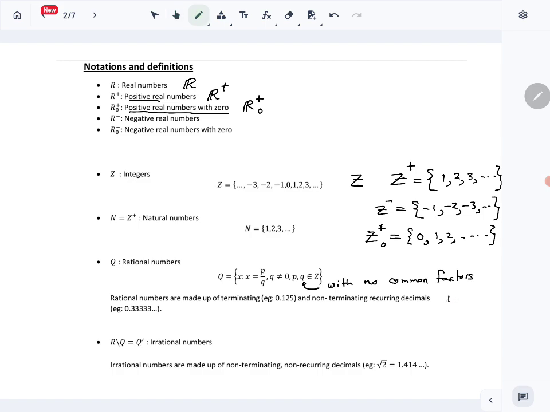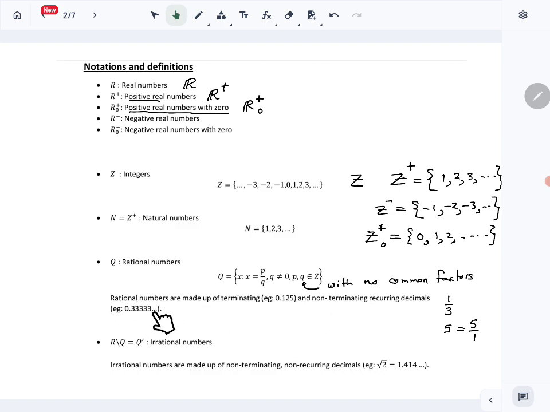So 1 over 3, that's a rational number. Why? It can be written as p over q, where p is 1, q is 3, and p and q are both integers. And you can write any integer as a rational number also. Any integers are rational also. Why? 5 can be written as 5 over 1. So that is the rational number form, p over q. So any integer is also a rational number. Remember that.